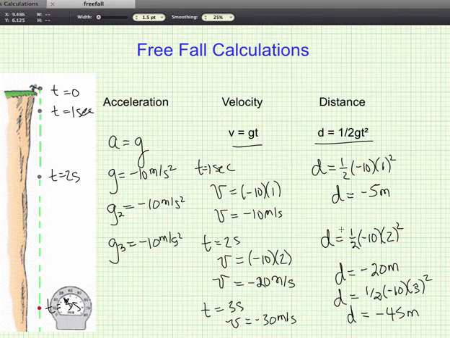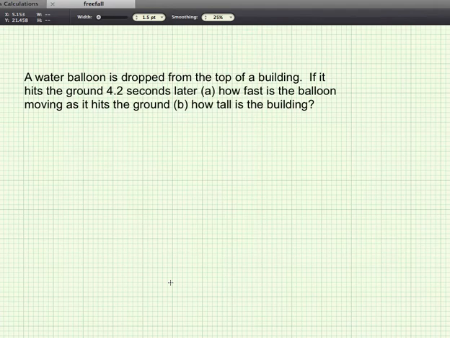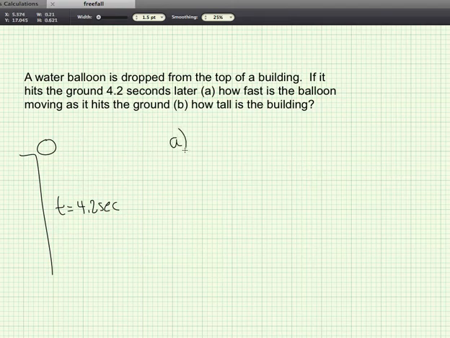All right, let's do a couple example problems. For this first problem, we have a water balloon that I'm going to drop from the top of a building. So I have my top of the building, and I know that the time is 4.2 seconds. We're given that. It's going to initially start from rest, so my initial velocity is 0. The first question is, how fast is the balloon going to be moving?